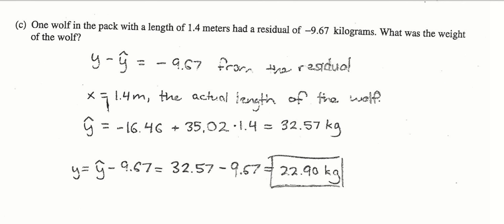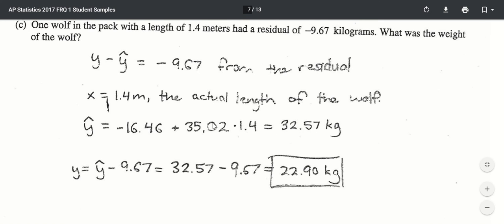And the last part of problem 1, the same student earned full credit. I probably wouldn't have approached it necessarily in this exact order, but I would have reached the same conclusion. So let's talk about this. You know that the length of this wolf is 1.4 meters. So plug it into your prediction. What is it that I'm going to predict that this animal is going to weigh? So you see that in the third line of the student's work.